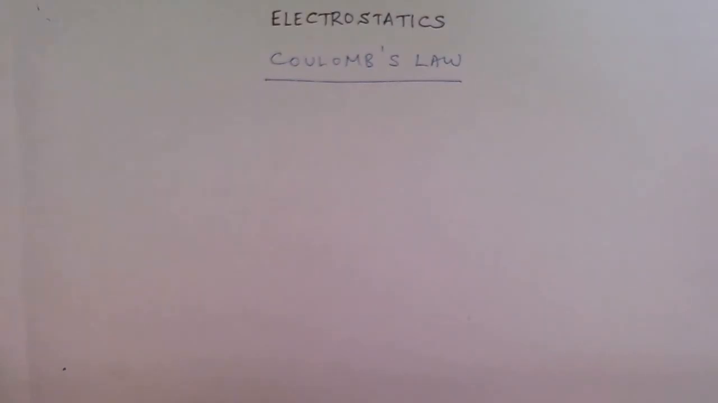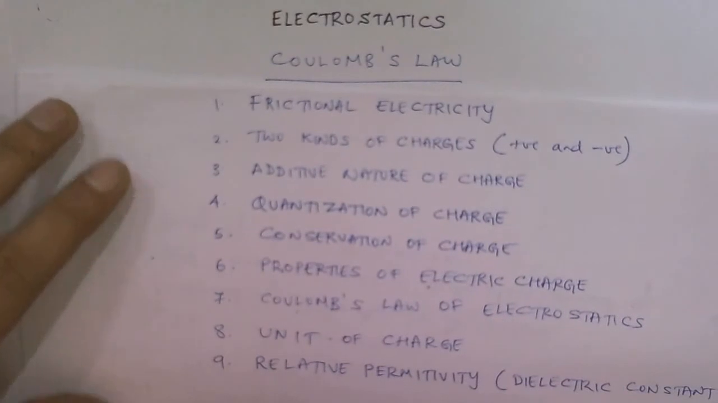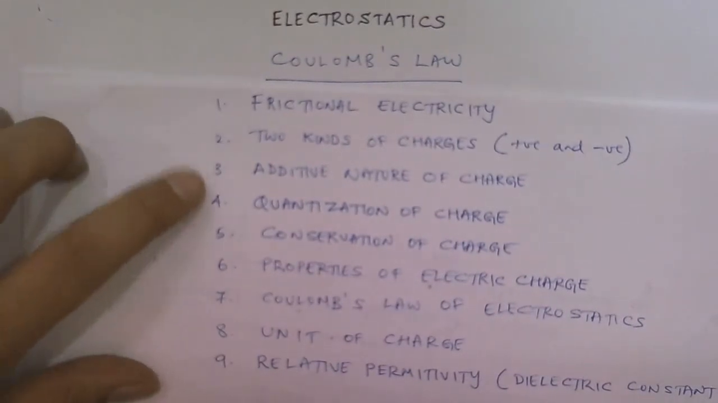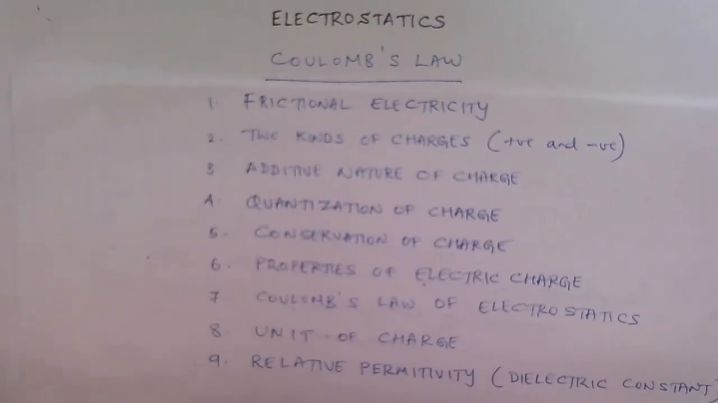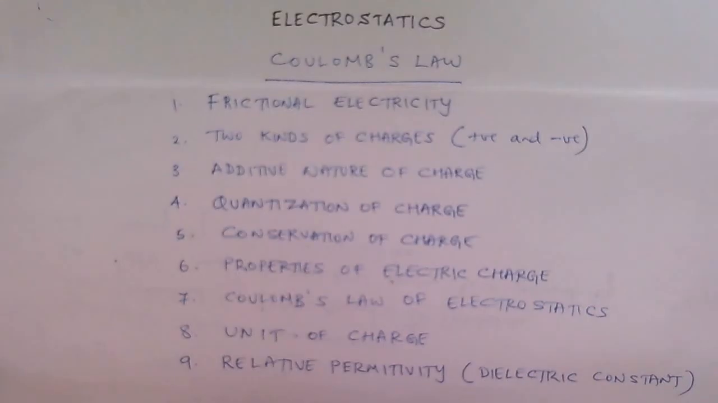Before we jump into Coulomb's law, there are a few easy basic things which we need to learn first. Things like frictional electricity, the two kinds of charges, additive nature of charge, etc. This is the list. These are essential concepts which would give you a very strong foundation for any form of physics, not only electrostatics. But as far as electrostatics is concerned, these concepts are very easy to understand, and once you do understand them, the rest of your electrostatics study would be a breeze. We'll first look at frictional electricity.